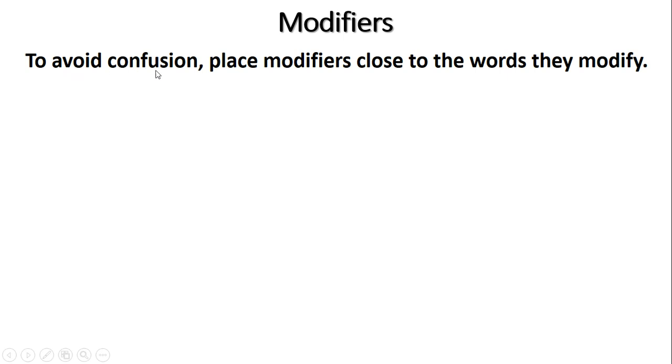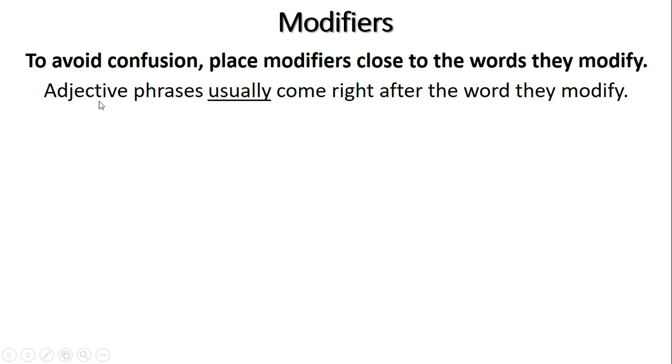To avoid any type of confusion, we want to put those modifiers as close to the words that they modify as we can. We want to put them as close as possible to the words that they modify, because if we don't do that, then the sentence kind of changes its meaning.